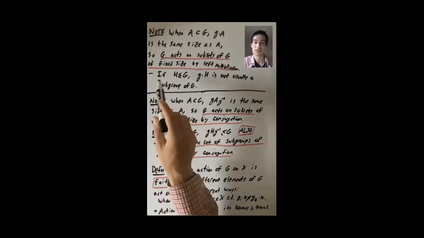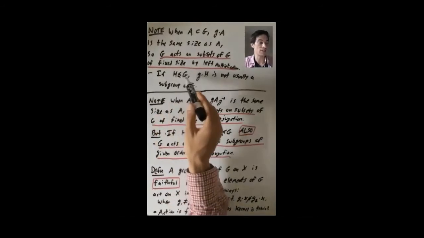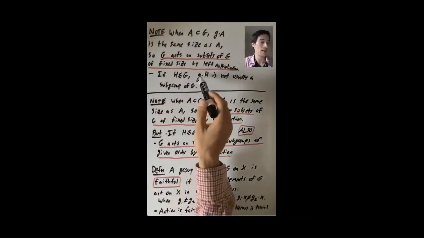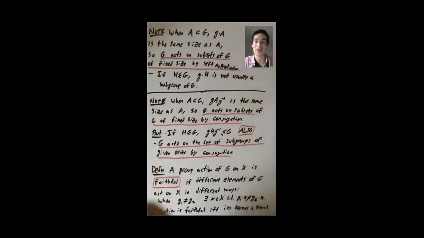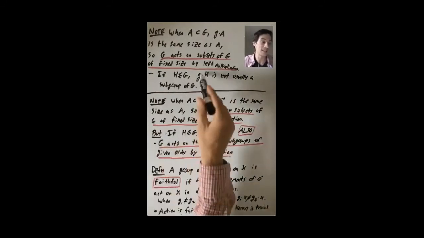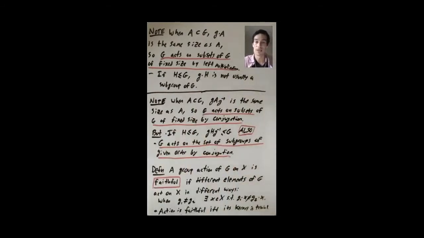Okay, something to note is if H is a subgroup of G, the set of things that you can write as little g times something in H, that is the left coset of H containing little g, is not usually a subgroup of G. I mean, it'll be a subgroup if it is the set H, but otherwise it won't contain the identity.